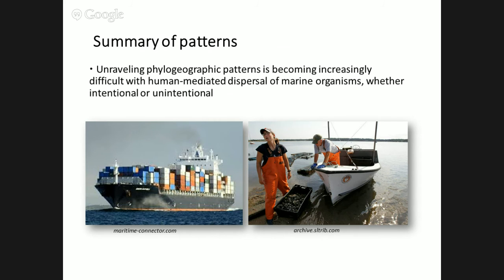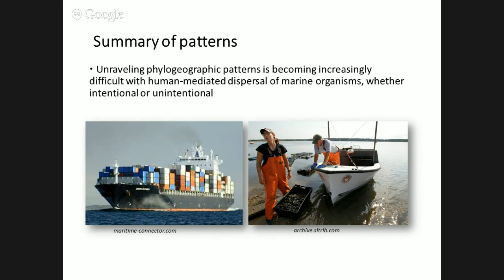And then also, unraveling phylogeographic patterns is becoming increasingly difficult with human-mediated dispersal of marine organisms, whether intentional or not. We know for a fact that these are being distributed by many different activities. There are ships that carry them. They can grow on hulls. They can grow in ballast water in some cases. They can be used as packing material for shellfish. There are lots of ways that seaweeds are being distributed around the globe, and that really is influencing the patterns that we're trying to uncover.